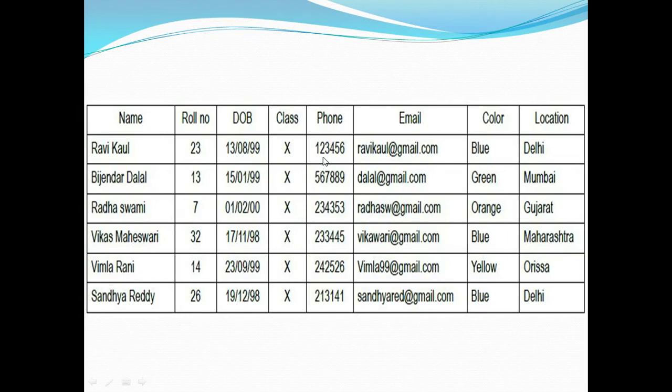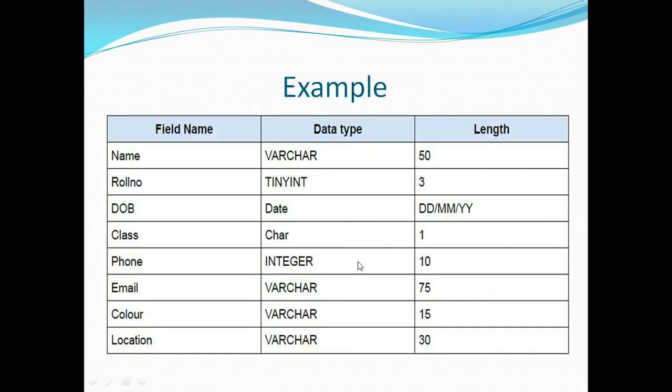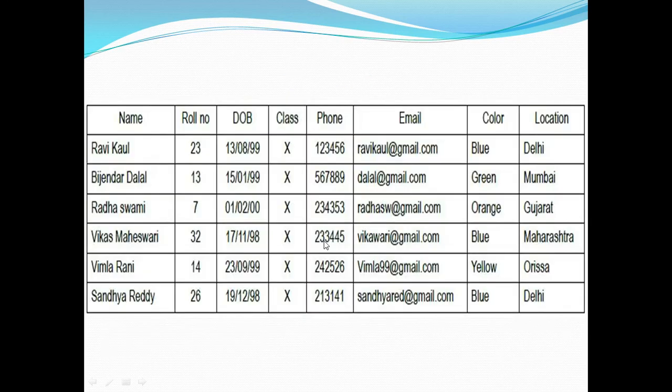For phone number, we have given the length 10 and we have taken data type as integer. So 1, 2, 3, 4, 5, 6. Six digits are coming. It can take up to 10 digits, but it will not take the 11th. So the length is 10 we have taken. It has taken 6, it is valid. Next is email ID, color and location. So in this way we can create data and we can define its data type.